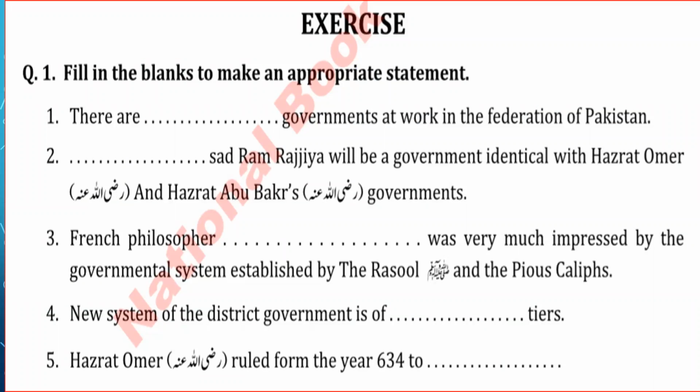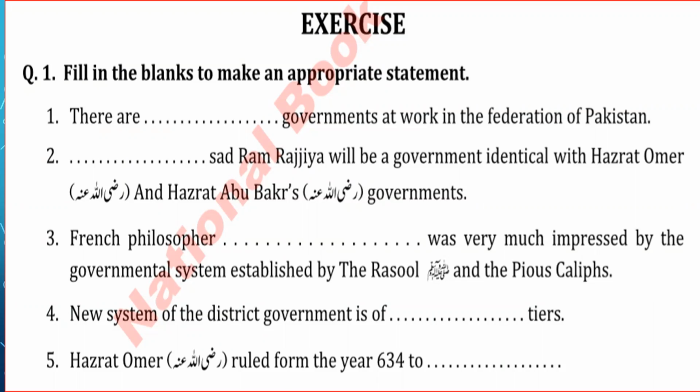Now your exercise: there are dash governments at work in the Federation of Pakistan. I told you, 1 central government and 5 provincial governments. Dash said Ram Rajya will be a government identical with the governments of Hazrat Umar and Hazrat Abu Bakr Raziyallahu Ta'ala anhuma. Gandhi said. The French philosopher Dash was very much impressed by the governmental system established by the Rasul Sallallahu Alaihi Wasallam and the pious caliphs: the French philosopher Rousseau. The new system of the district government is of dash tiers: 4.